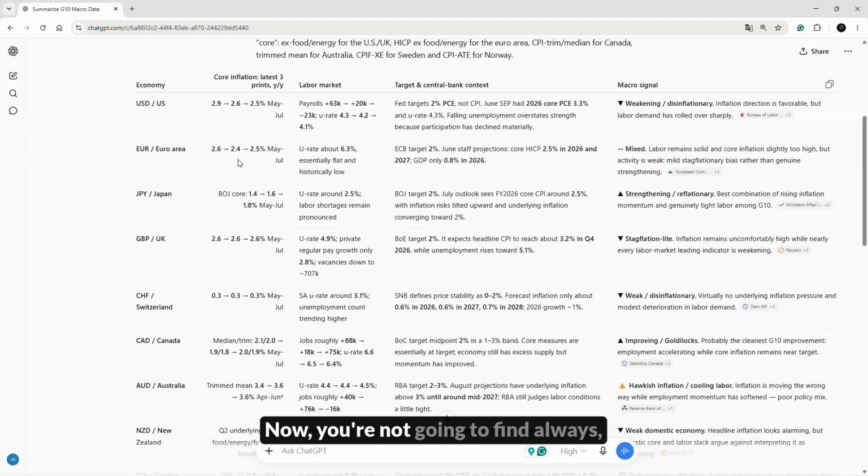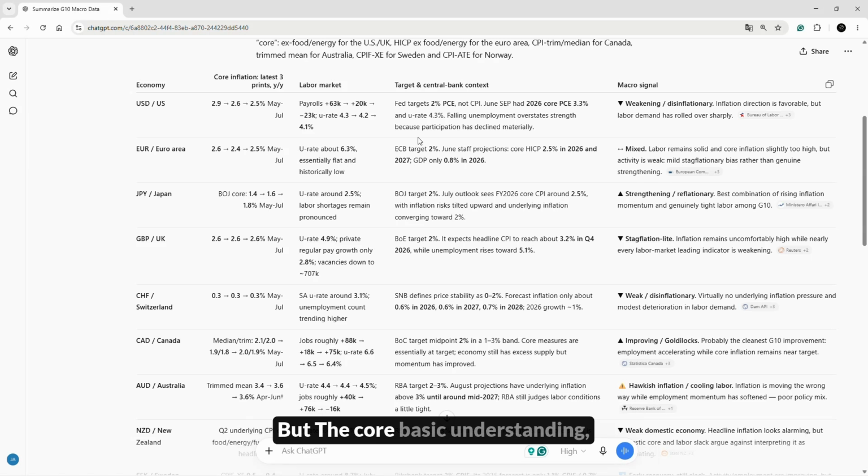Now, you're not going to find always extremes. And in fact, when you don't find the extremes, you gotta be a little bit more careful. Maybe size the trade a little bit smaller, maybe be a little bit more demanding for the technical trigger to actually get into the trade.